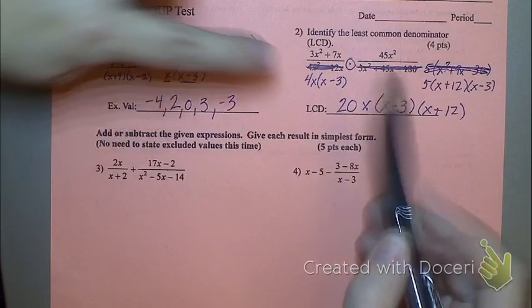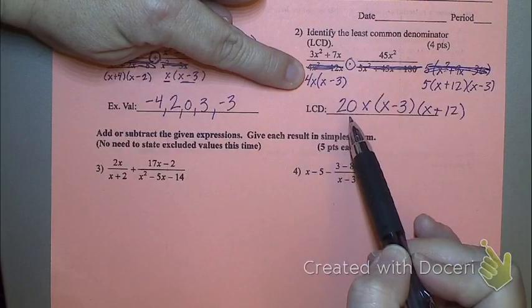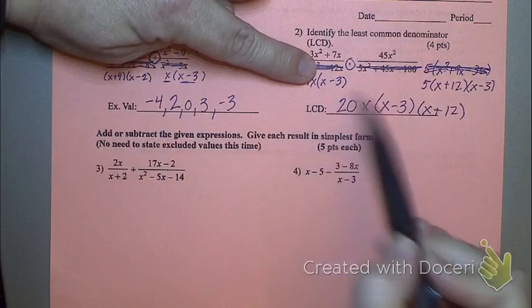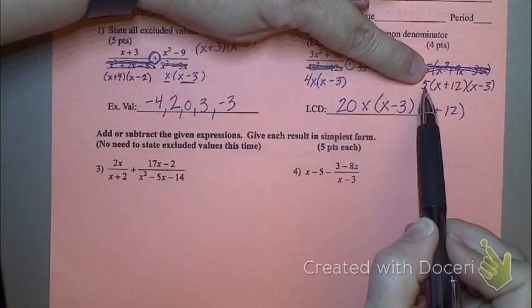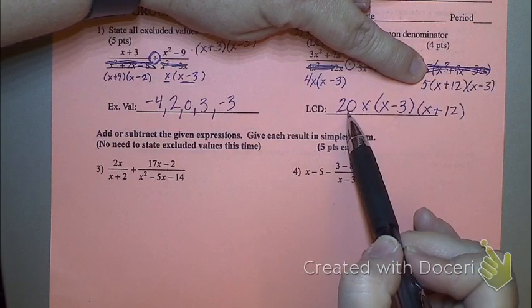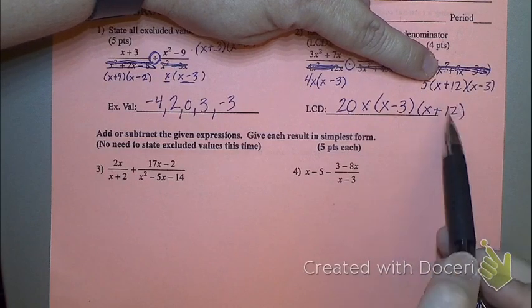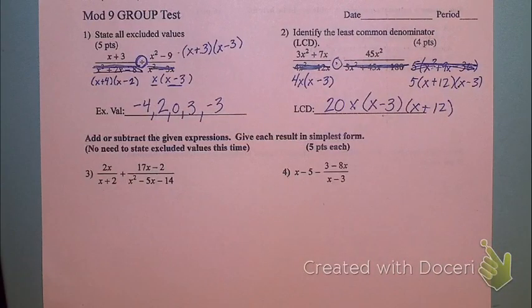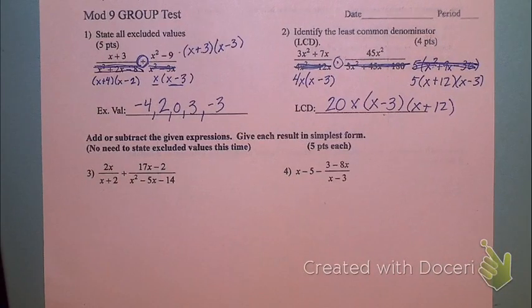So I should be able to see the 4 is in here because 20 is divisible by 4. I see the x not in parentheses. I see x minus 3. I see 5 because 20 is divisible by 5 also. I see the x plus 12. I see the x minus 3. I should be able to see all components of all denominators in my LCD. Questions there?